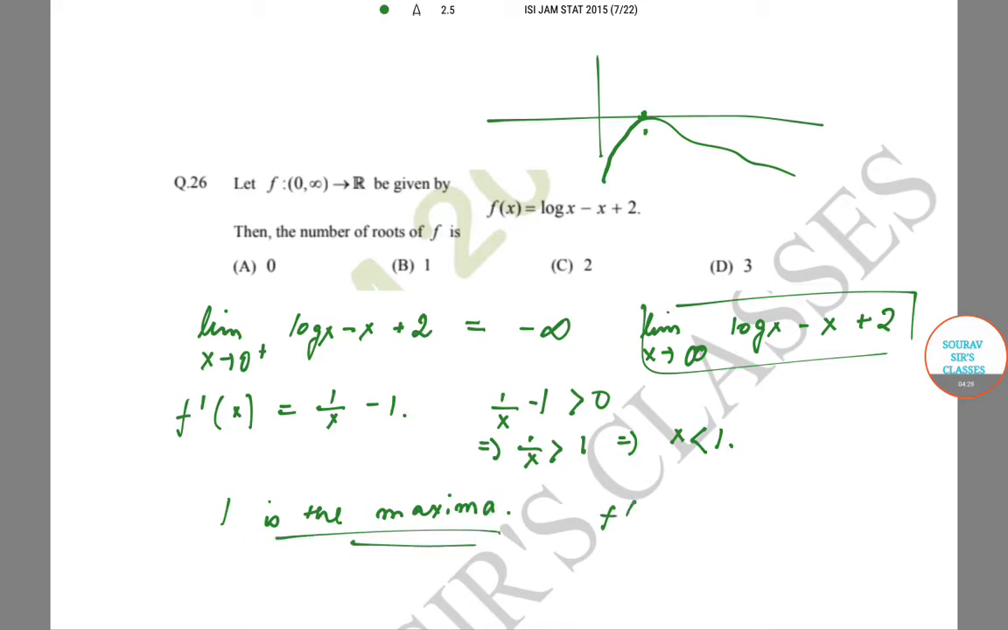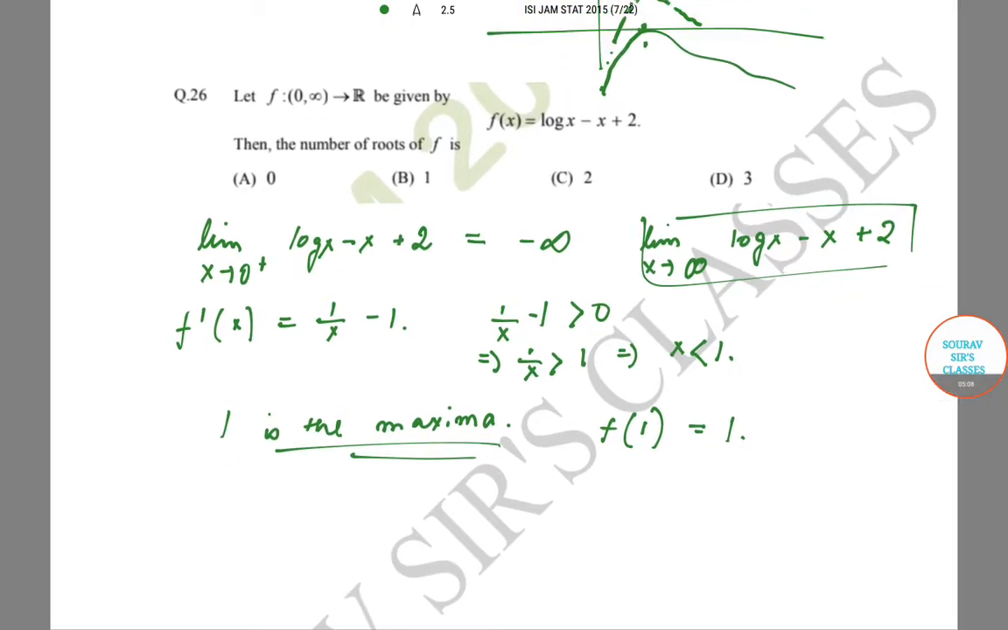Now what is f of 1? f of 1 is equal to log 1, which is 0, minus 1 plus 2. So 2 minus 1 is 1. So f of 1 is actually 1. And so now we know that the function crosses 0 once before the point 1. The question is, does the function cross the 0 line after it? So that we can find out if we find out what the limit as x goes to infinity of log x minus x is.